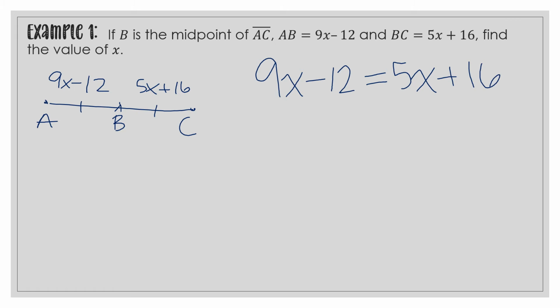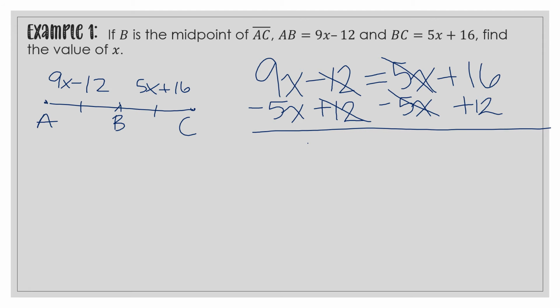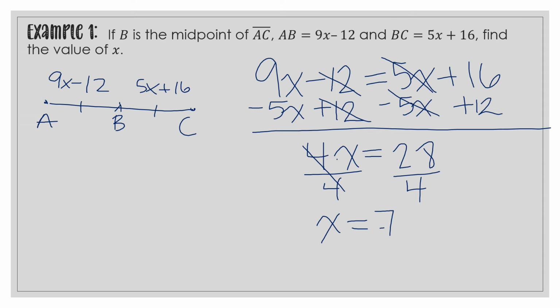And then you're going to solve this like a normal algebraic problem. I'm going to start by moving my 5x to the left side to get it off the right side. And I'm also going to add 12 to both sides, that way it goes from the left to the right. So 9x minus 5x is 4x. 16 plus 12 is 28. Now, since that's 4 times x, we're going to divide both sides by 4 using the division property. 28 divided by 4 is 7.